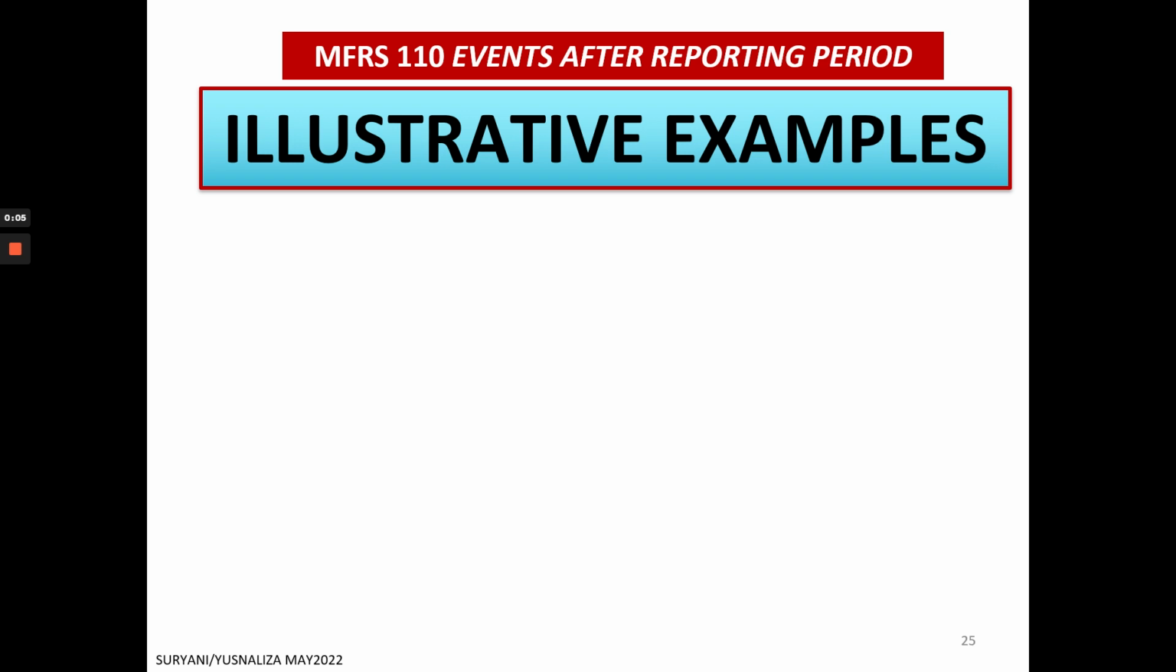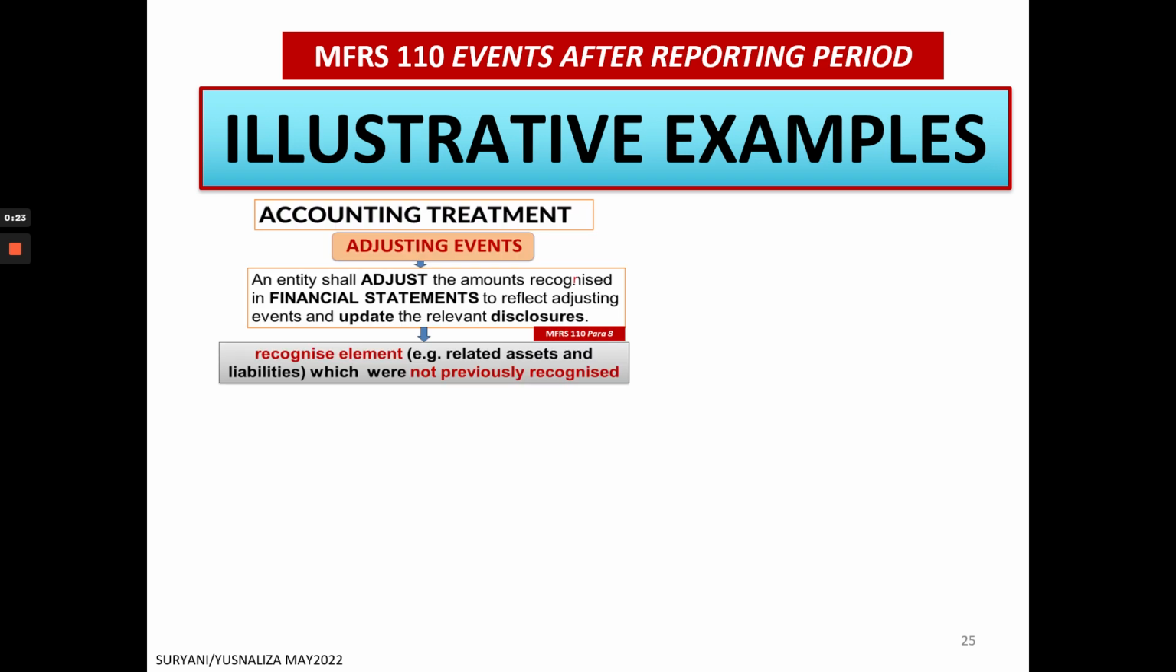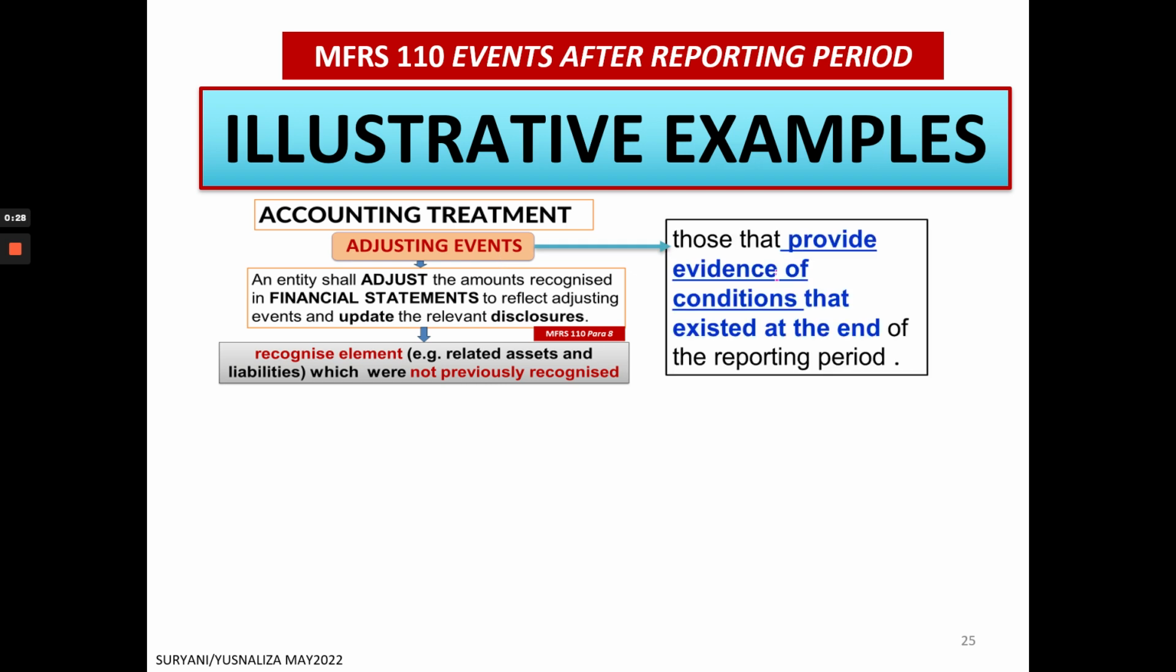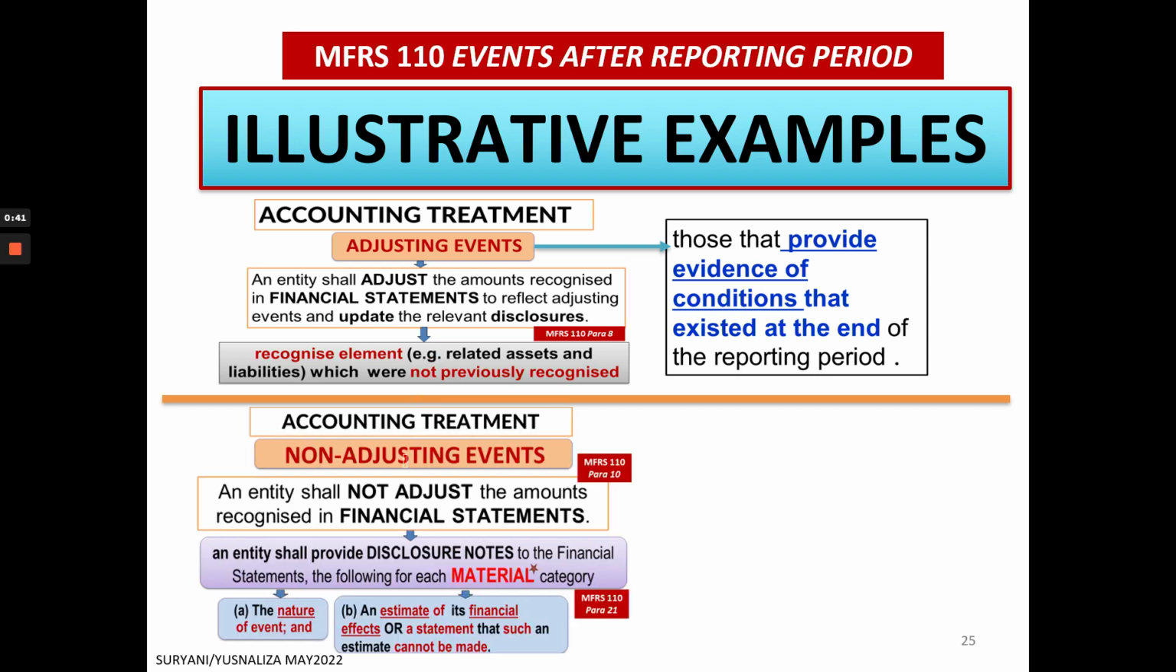This is the second video on MFRS 110, events after reporting period. In this video, we're going to focus on the illustrative examples for both events after reporting period, namely the adjusting events and non-adjusting events. We're going to look at the accounting treatment for adjusting event. Recall that adjusting event is actually those that provide evidence of conditions that existed as at the end of the reporting period. And we're also going to look at the accounting treatment for the non-adjusting event.